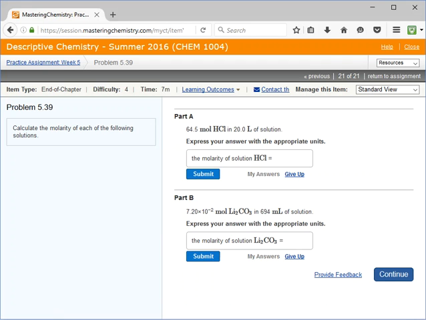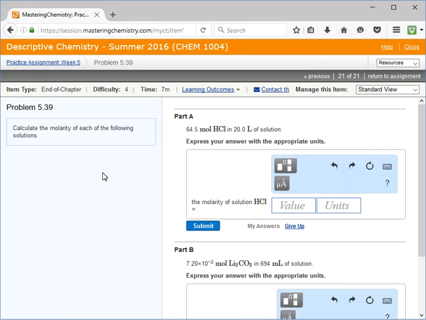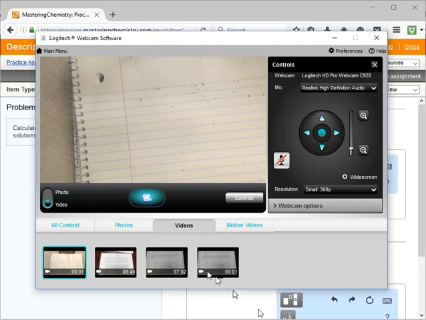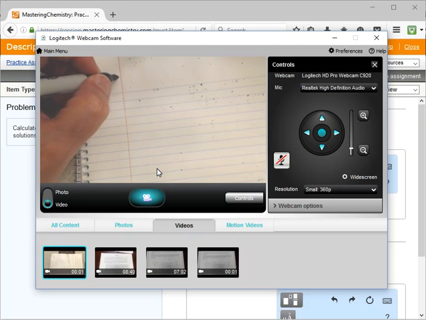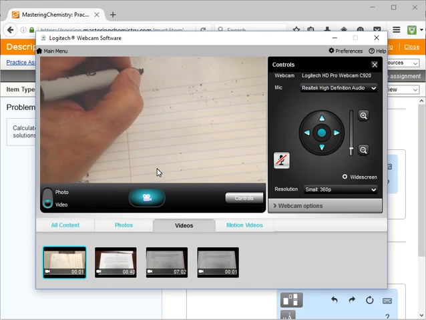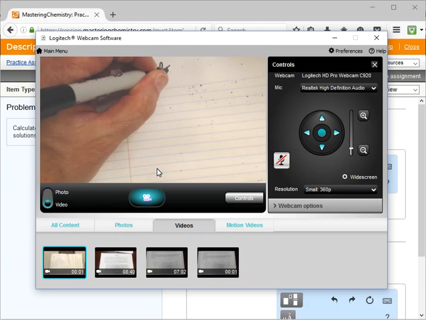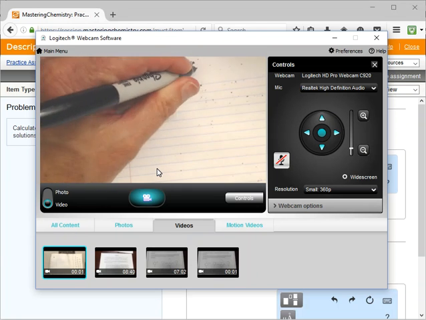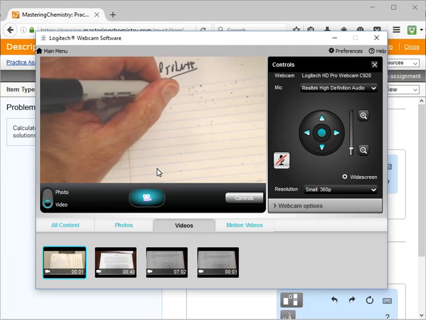5.39. Okay, this is calculate the molarity of each of the following solutions. And to do that, what do you suppose you have to know? Well, I'm thinking that you probably have to know what the definition of molarity is. So let's go back to that and think about the definition of molarity. And molarity is, what is it? Number of moles of solute over number of liters of solution.